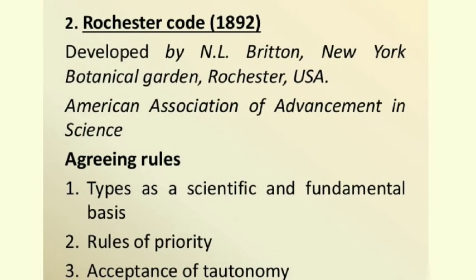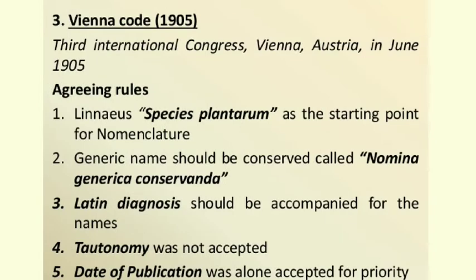Next code is the Rochester Code, held in 1892. The agreed rules are type as a scientific and fundamental basis, rules of priority, and acceptance of tautonyms. We will understand the meaning of tautonyms. Third, the Vienna Code, held in 1905. The agreed rules are many.